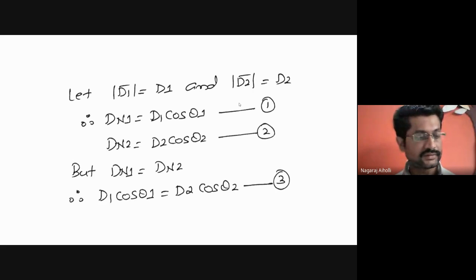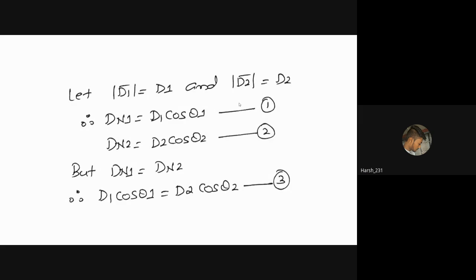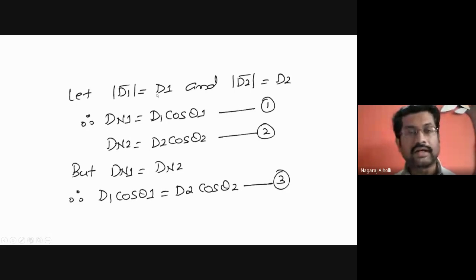Understanding, good. So let D1 bar be equal to D1 and D2 bar equal to D2. That is the absolute value I'm taking. The absolute value of D1 bar I'm taking as D1, and the absolute value of D2 bar I'm taking as D2.